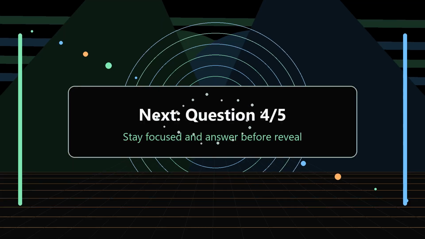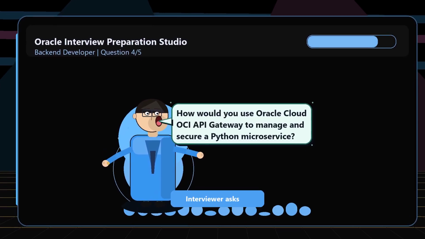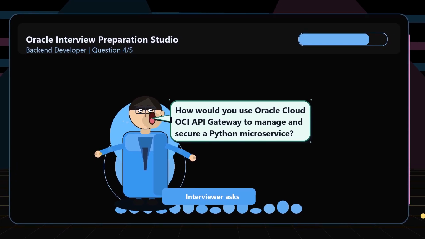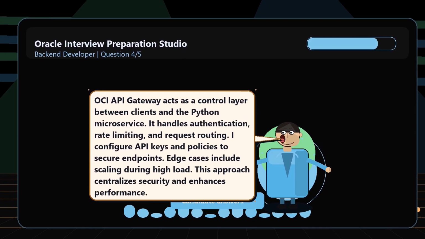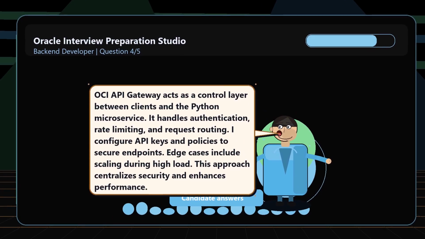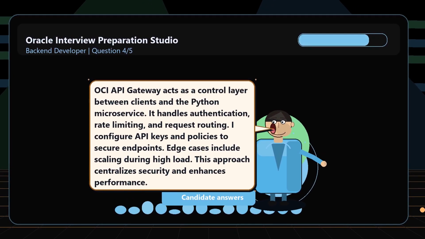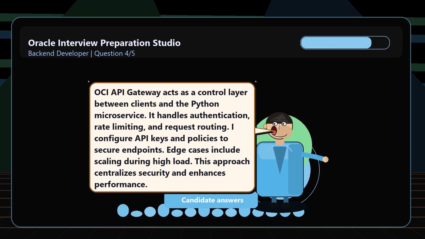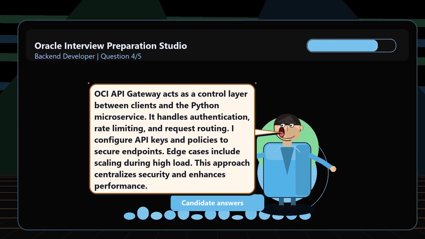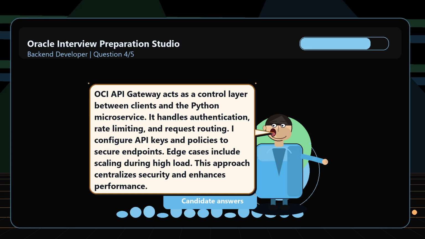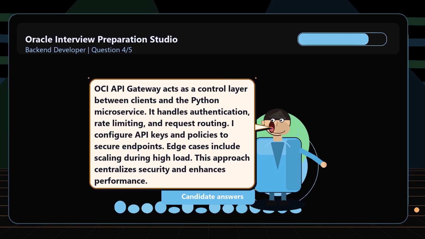Can you explain how you'd utilize Oracle Cloud's OCI API gateway to effectively manage and secure a Python microservice in a backend role? In Oracle Cloud Infrastructure, the API gateway serves as a front door for your Python microservice, managing traffic and enforcing security. I start by deploying the microservice in a container or function. Then, I configure the OCI API gateway to route requests, implementing API keys and JWT authentication for security.